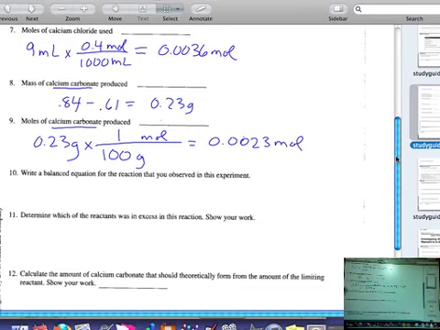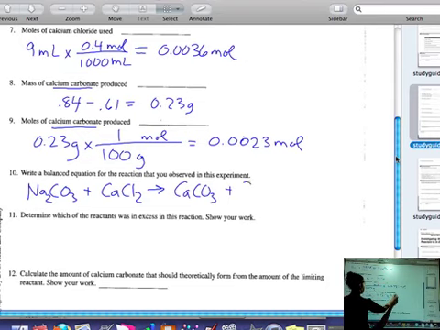Okay, so then we can do a balanced equation, and we can look at which reactant was in excess. So balanced equation for you guys. We started with, just double checking, we started with calcium chloride and sodium carbonate. So, sodium carbonate and calcium chloride. And we know we produce calcium carbonate.